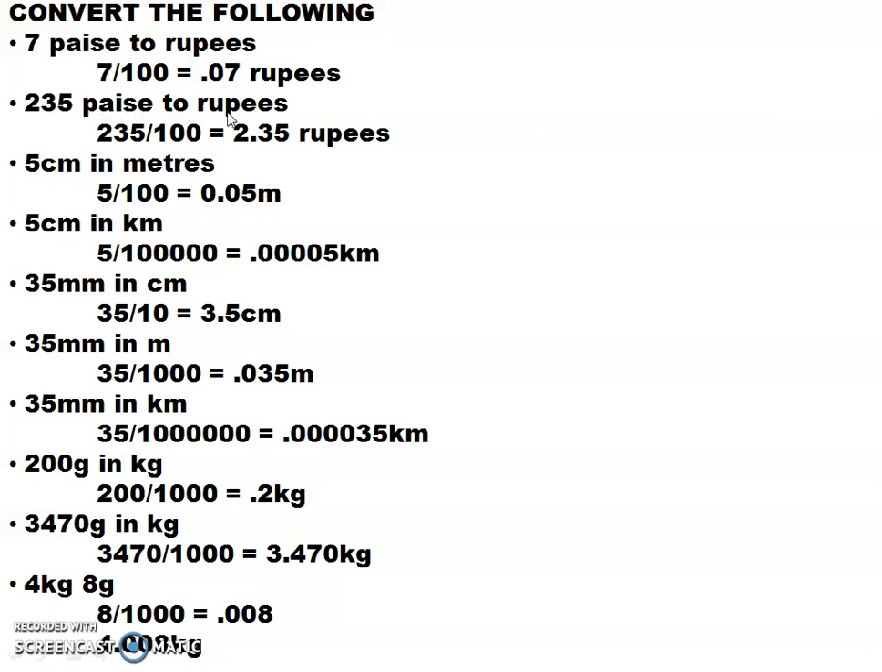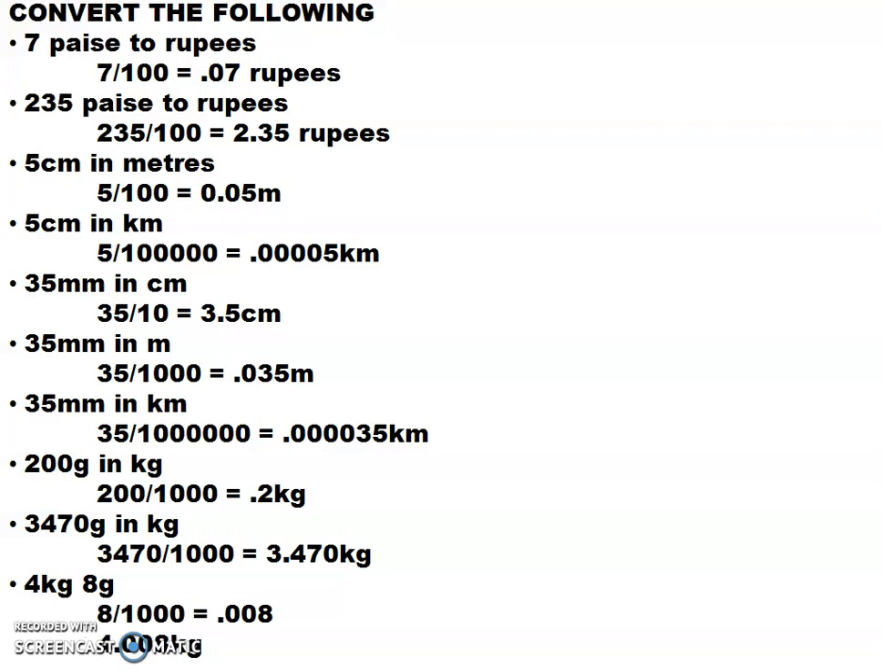235 paise to rupees. Again, which is the conversion factor? 100. 1 rupee equal to 100 paise. Now, 235 divided by 100. How many zeros are there? 2 zeros are there. So, from the right, I am going to count 1, 2 and I'll put the decimal point here. Don't count from the left. Students, I am telling you again, when you are dividing, you will start from the right.